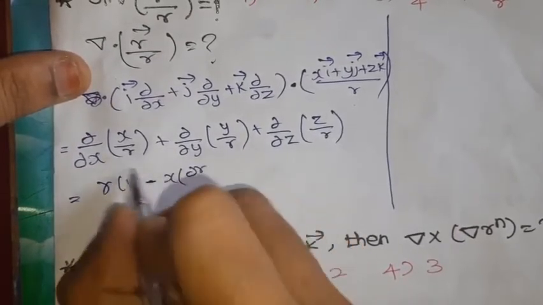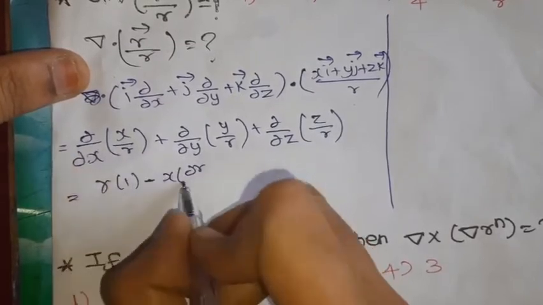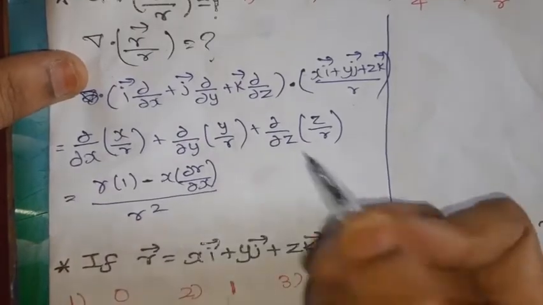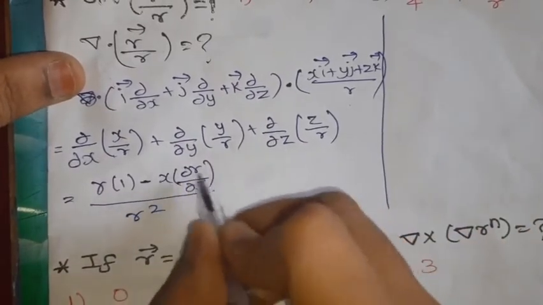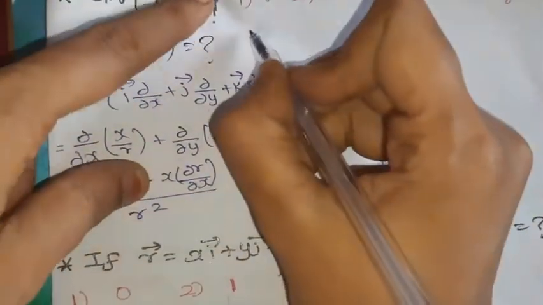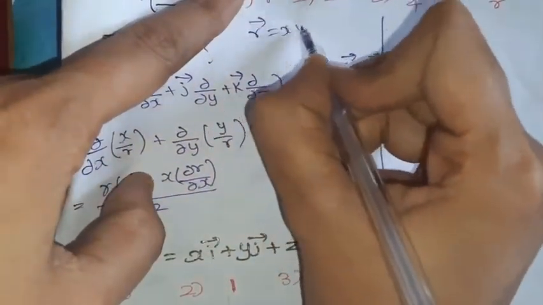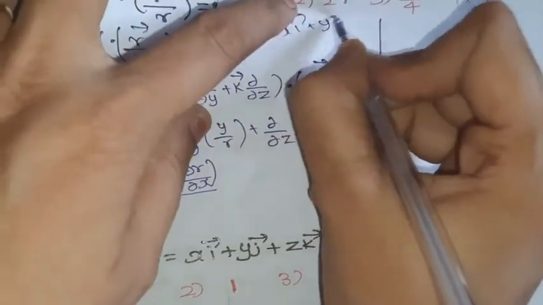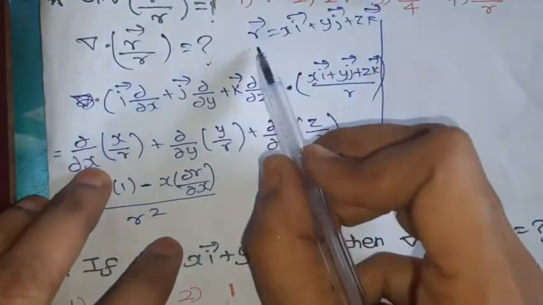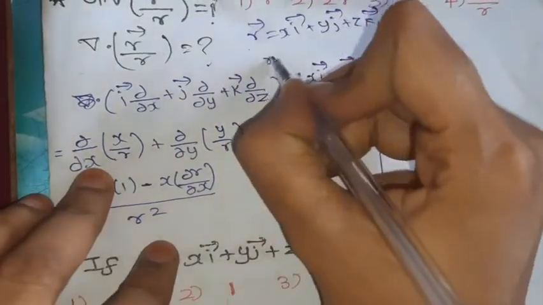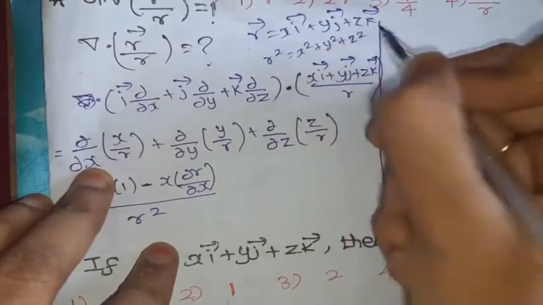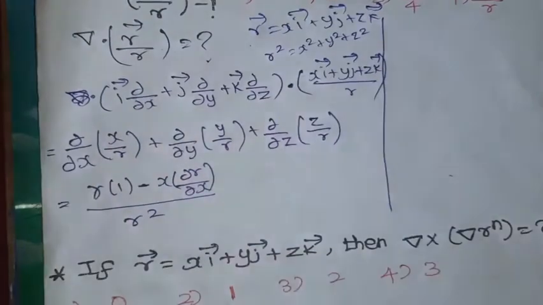dv is nothing but ∂r/∂x, divided by v squared, r squared. We have already solved ∂r/∂x in our previous problem. I will say how it comes quickly. When we differentiate r squared equals x squared plus y squared plus z squared, we get 2r ∂r/∂x.